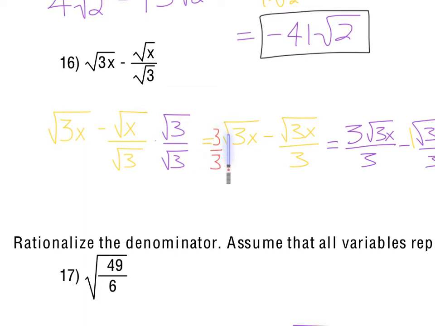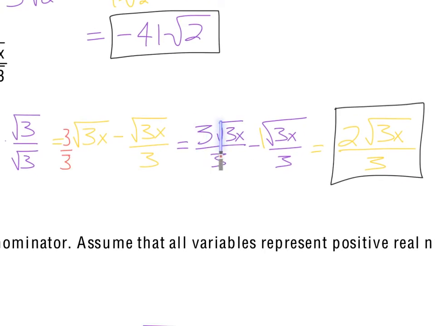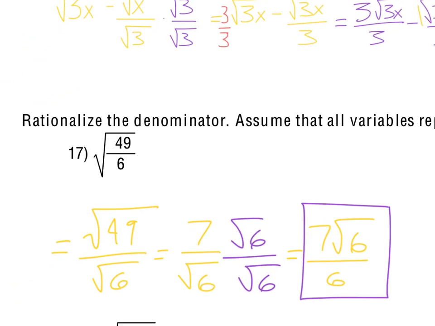Now the reason this 3 over 3 is here is because in order to subtract these we need to have a common denominator. Here we've got a denominator of 3, that's why 3 over 3 here. That leads us to 3 square roots of 3x over 3 from here, minus really 1 square root of 3x over 3 here. They are like terms, they're square roots of 3x, they have a common denominator. 3 minus 1 is 2, so 2 square roots of 3x over 3 for that one. So a bit going on there.